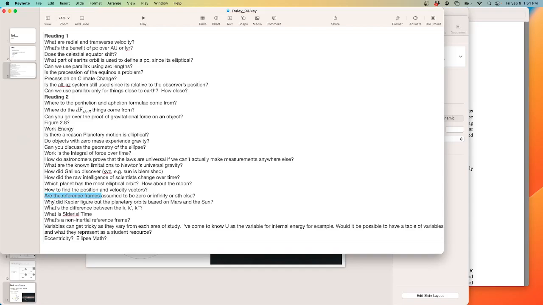Why did Kepler figure out the planetary orbits based on Mars and the Sun? I'm not sure if the question was why did he do it at all, or why did he use Mars and the Sun. Mars is basically visible all the time, and it's close, and it goes around pretty quick. You can see it at night. Venus is harder to use because it goes down. It's close to the sun, but Mars is up most of the night.